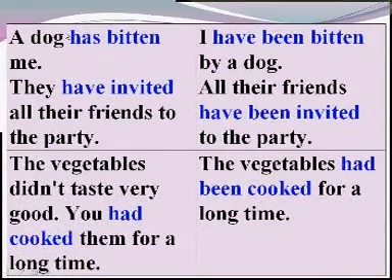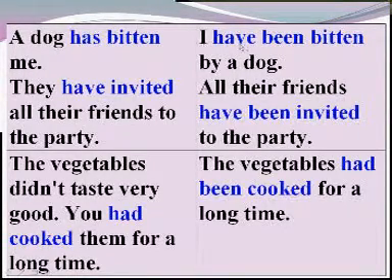Examples: a dog has bitten me. So we start with me, which is the object, and it's going to be a subject here, so we use I instead of me. Then, because we are going to choose between have or has, which one goes with I? Of course, it's have. So I say I have, then been, then past participle. I have been bitten by a dog.